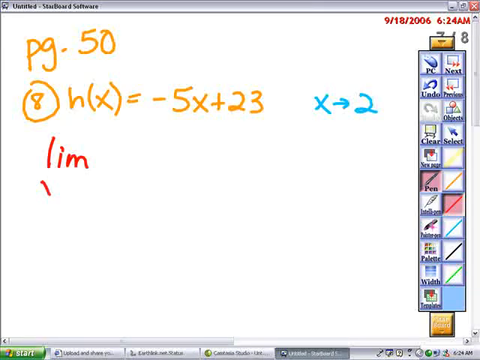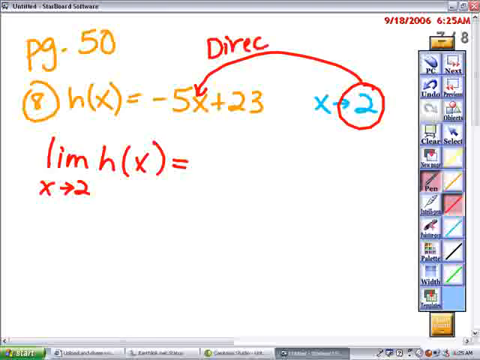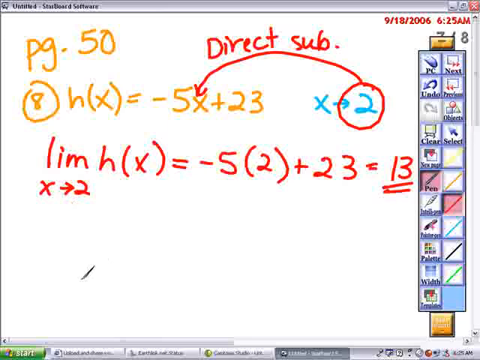So for this particular problem, if it's a polynomial or another function where I can just take this value and plug it in and get an answer, then that's what I'm going to use. I'm going to use direct substitution to find this limit. So the limit here, I plug in 2, and negative 10 plus 23 happens to be 13. So the limit as x approaches 2 is 13.